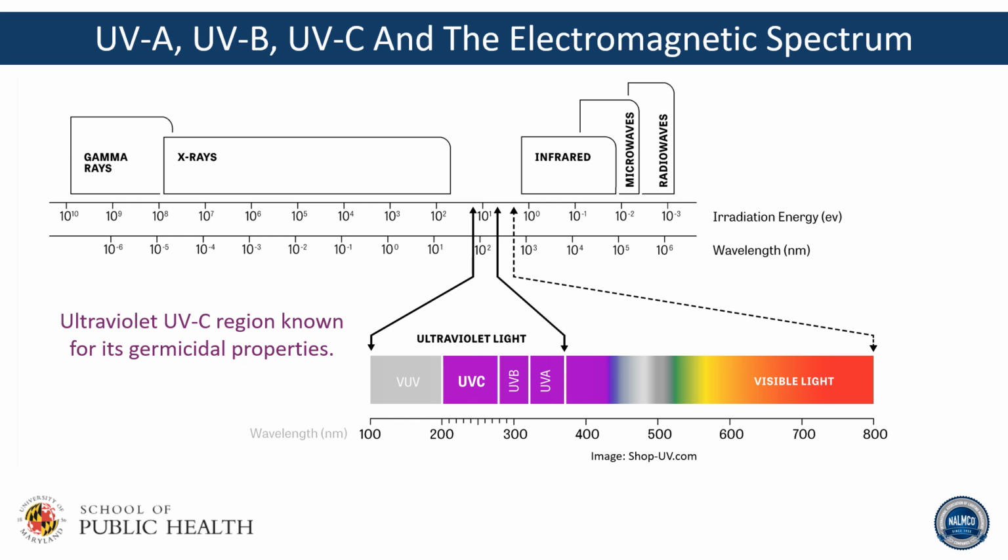You already saw the electromagnetic spectrum in an earlier module. This really serves as a reminder as to where UVA, UVB, and UVC lies within the electromagnetic spectrum. So remember that ultraviolet light is not visible. We cannot see it. And it is important to recognize now that the ultraviolet C region specifically is known for its germicidal properties.